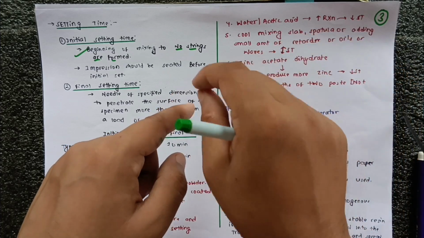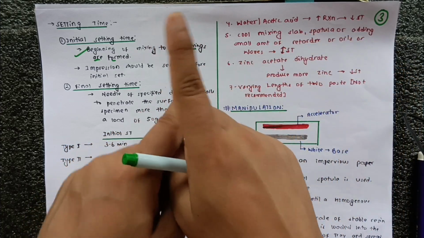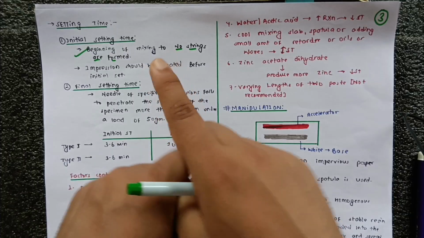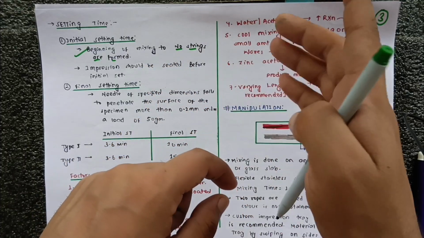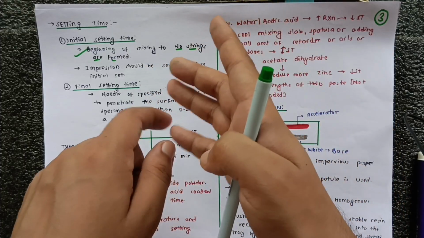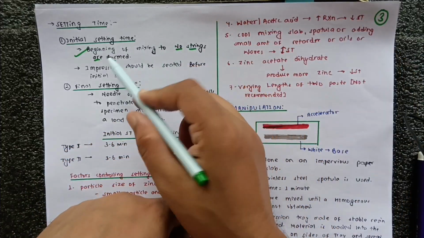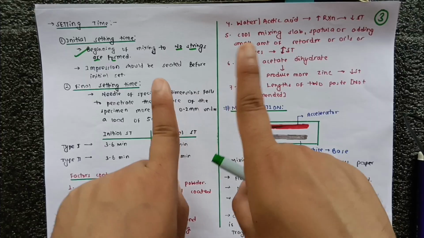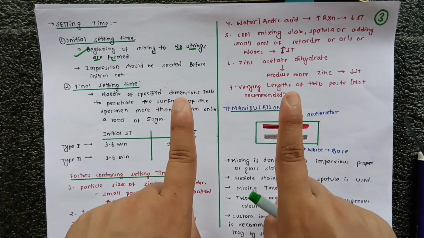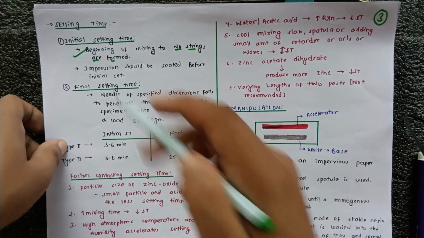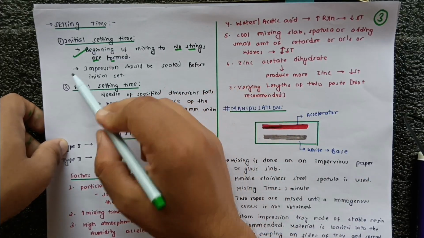I have discussed this formation of string in zinc phosphate. It was very important. String formation gives us information about the luting consistency or the restorative consistency. Similarly here, from the beginning of the mixing to the no string formation, this time duration is the initial setting time, and the impression should be seated before the initial set.